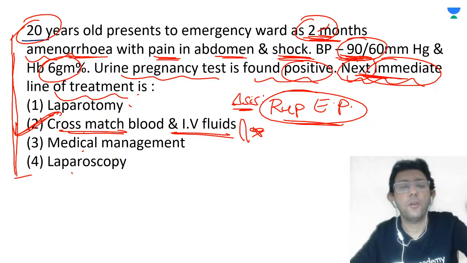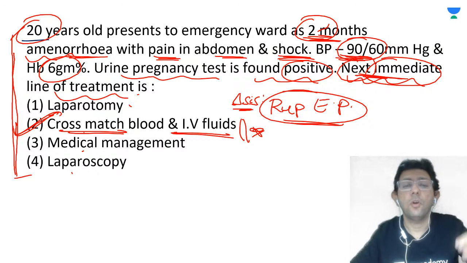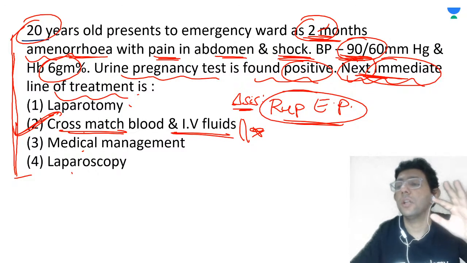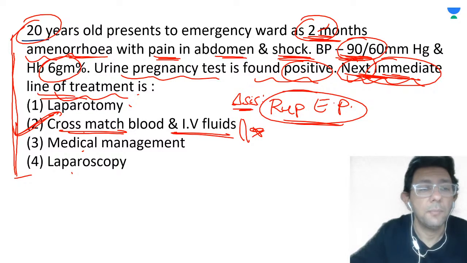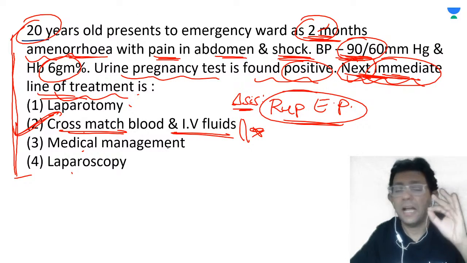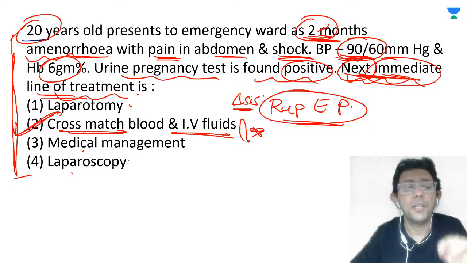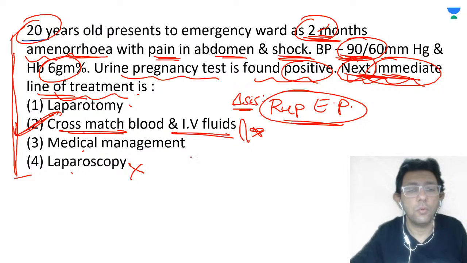First, as interns, they will say, quickly, ABC: airway, breathing, circulation, put in an IV line, collect the blood, send blood for cross match, and immediately start IV fluids, crystalloids and colloids, yes or no? So that is the next immediate line of treatment. Please understand this. And yes, I know, in a patient of shock, laparoscopy is out of the question.